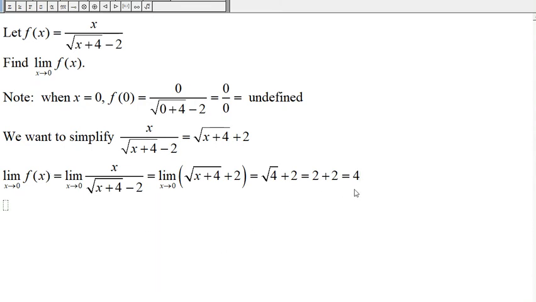On the graph, we saw that the limit from the left is 4, limit from the right is 4, as x approaches 0. And so the answer is 4.